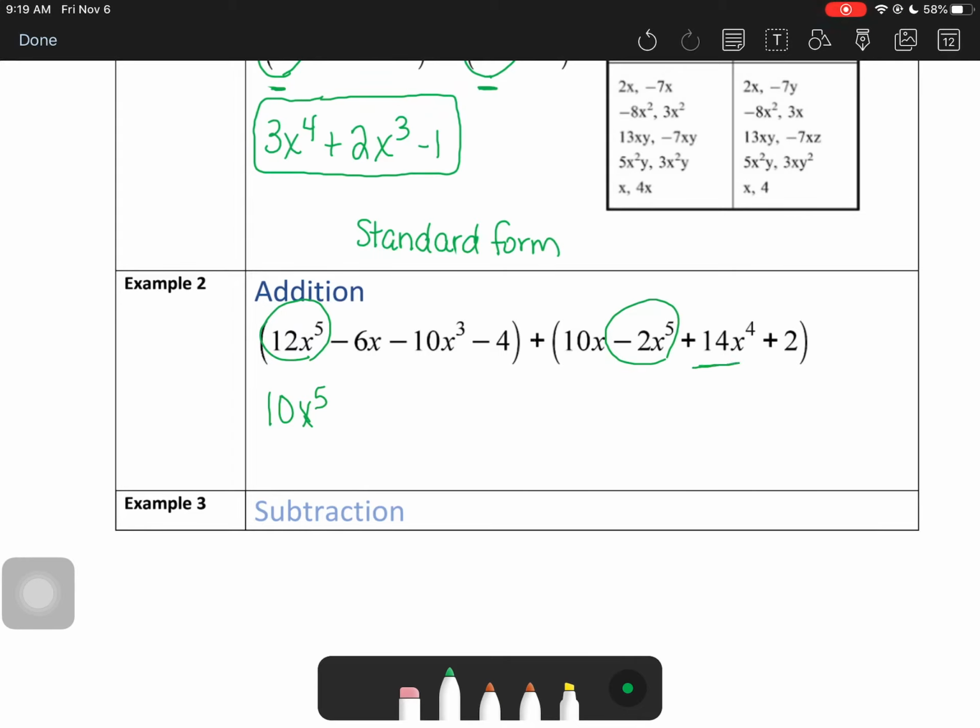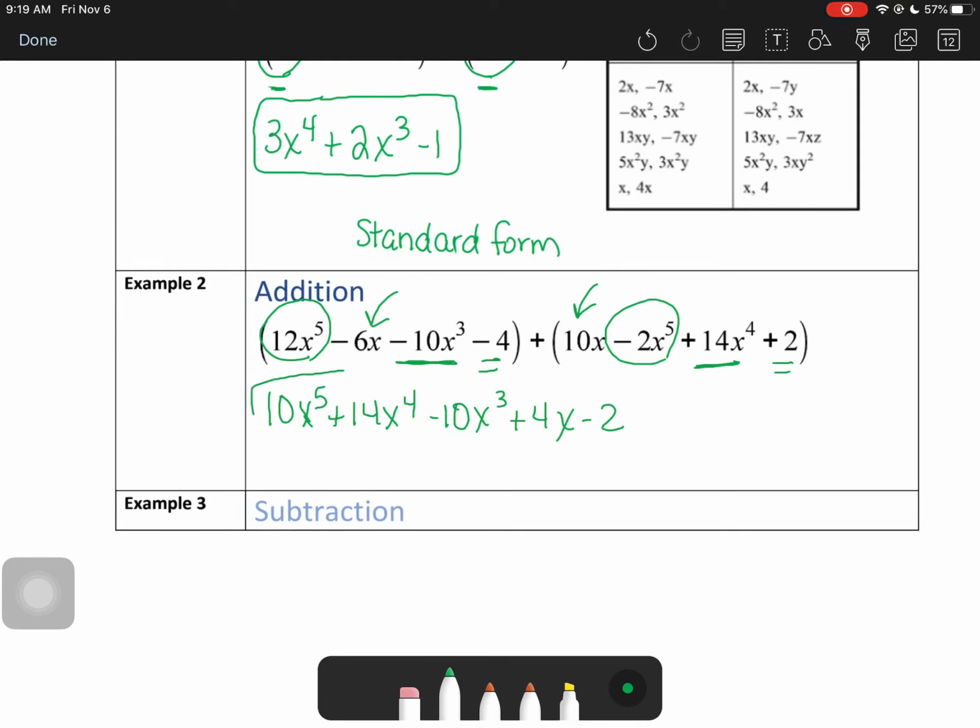Next, I have a 14x to the fourth, and I don't have anything else that goes with that. Next, I have a negative 10x cubed with no other x cubes. I do not have any x squareds, so I'm going to move on to the x's. So I have a negative 6x and a positive 10x, which is going to give me a positive 4x. And I'll finish with my constant terms. So I have a negative 4 and a positive 2, which gives me a negative 2.